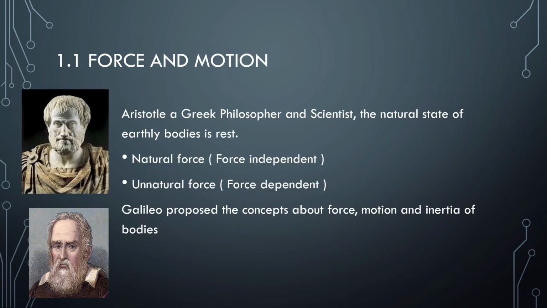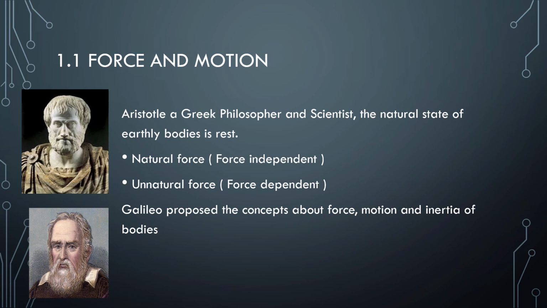Force and motion. According to Aristotle, a Greek philosopher and scientist, the natural state of earthly bodies is rest. He stated that a moving body naturally comes to rest without any external influence of force. Such motions are termed natural motion, force independent. He also proposed that force, a push or pull, is needed to make a body move from the natural state and behave contrary to its own natural state, called violent motion.